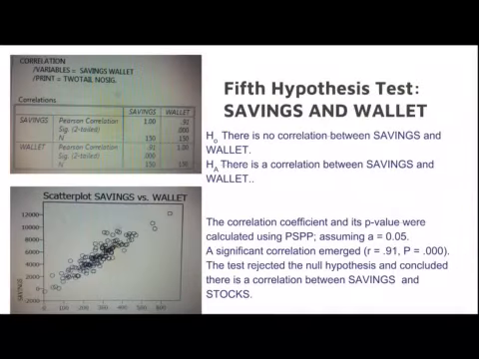Our fifth hypothesis test was between savings and wallet. There is no correlation between savings and wallet is the null hypothesis, and there is a correlation between savings and wallet is our alternative hypothesis. The correlation coefficient and its p-value were calculated using PSPP, assuming an alpha of 0.05. Our data results are on the left-hand side. A significant correlation emerged. R equals 0.91, P equals 0.000. The test rejected the null hypothesis and concluded that there is a correlation between savings and wallet.